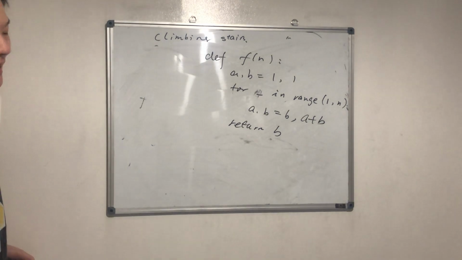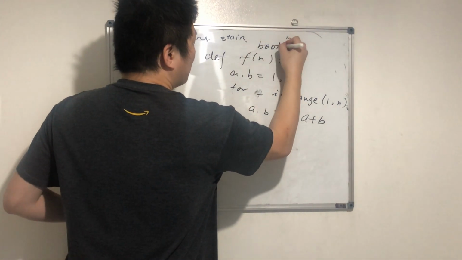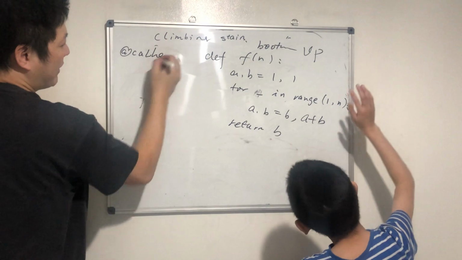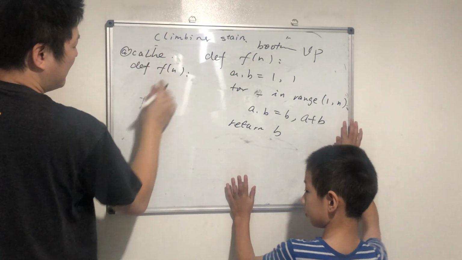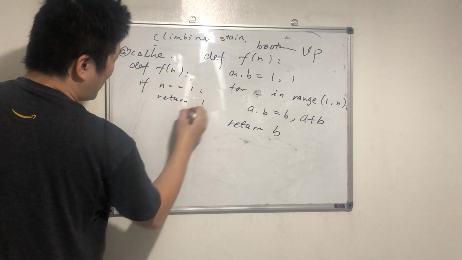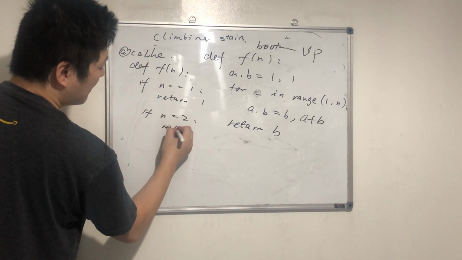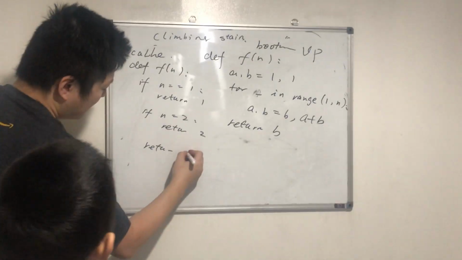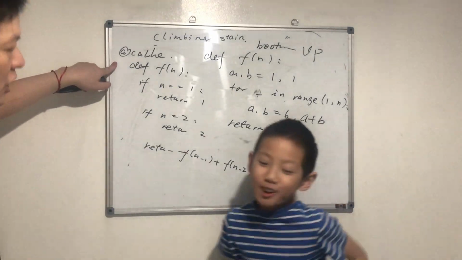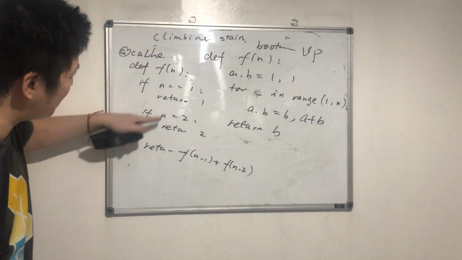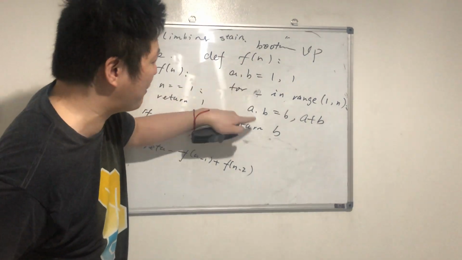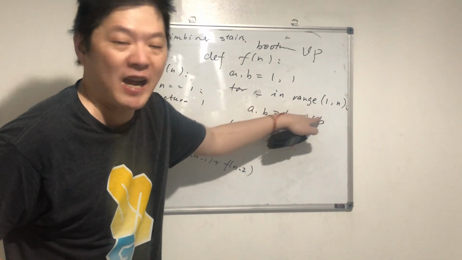So which one do you think is better? This is bottom up. And remember, we talked about the cache, okay? I'm implementing it again. Define f(n). If n equals 1, return 1. If n equals 2, return 2. Otherwise return f(n minus 1) plus f(n minus 2). So this is top down: in order to calculate Fn, I calculate backwards, Fn minus 1 plus Fn minus 2. This one, in order to calculate n, I calculate from F1, F2, F3, F5. This is bottom up.